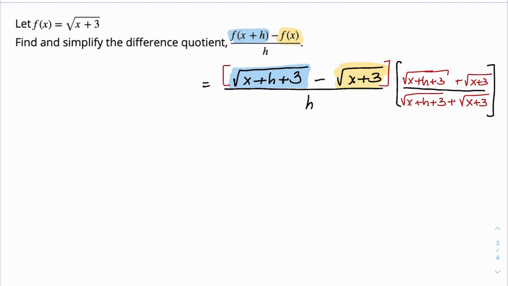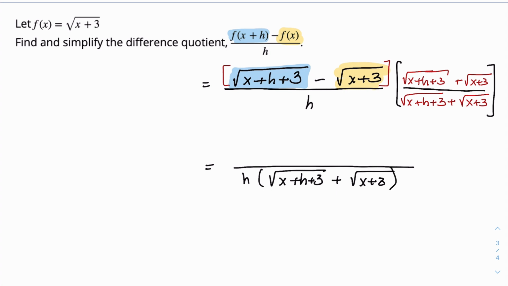So when we make that multiplication, let's see what happens. The first thing to note is, since I want the h to cross out, I'm going to leave the denominator in factored form. I'm not going to multiply it out. So I'm going to have h times the square root of x plus h plus 3 plus square root of x plus 3. Now in the numerator, we basically have a binomial times a binomial.